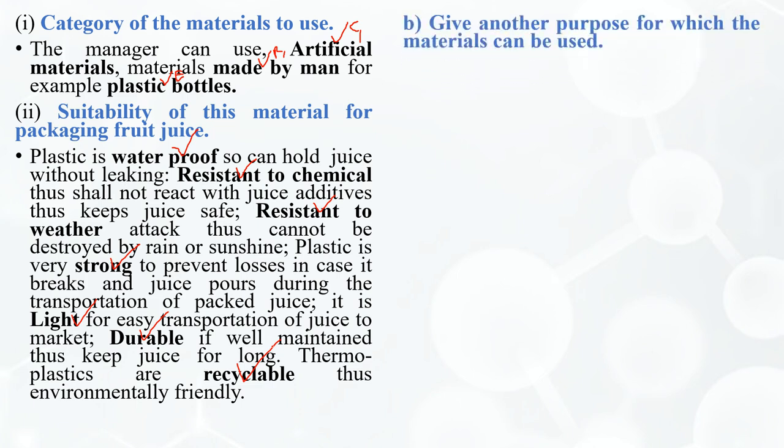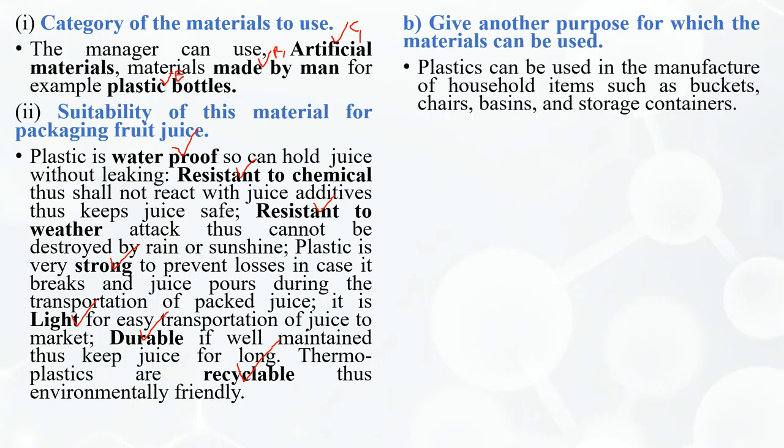Now let's look at part B. It was asking, give another purpose for which the material can be used. So we give another importance of plastic bottle. Here it is. Plastic bottles can be used in the manufacture of household items such as buckets, chairs, basins, and storage containers. These people want to use plastic bottles for their juice business, but you can use plastics also for making household items like buckets, chairs, basins, and many more.